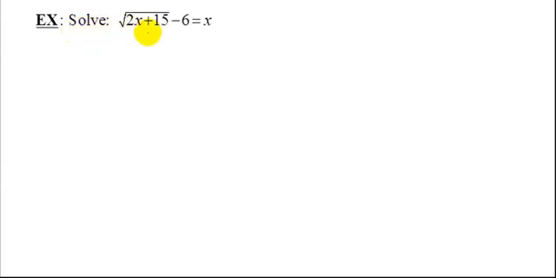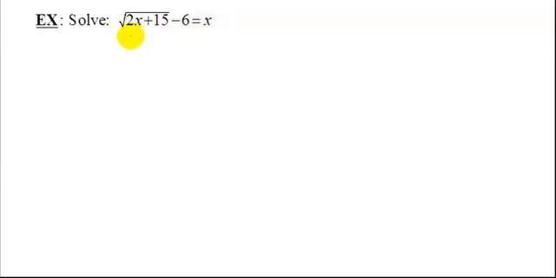Now we want to solve this equation right here. Whenever you get an equation to solve, you have to decide what type of equation it is, and that tells you basically how to solve it. On the left-hand side, we have one radical. Remember, a radical means a square root, cube root, fourth root, etc. So this problem has the square root of 2x plus 15 minus 6 equals x.